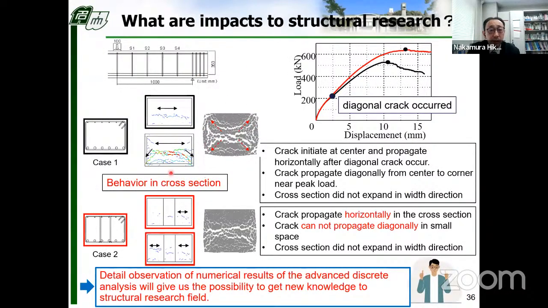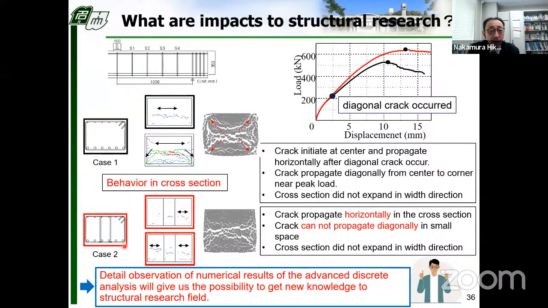We observe the difference from the internal crack in cross-section. For the large leg space case, which is a usual closed stirrup, it was observed that shear crack initiates at the center, and propagates horizontally after the diagonal shear crack occurs. But the crack propagates diagonally to the corner near peak load, and the cross-section expanded in the width direction.